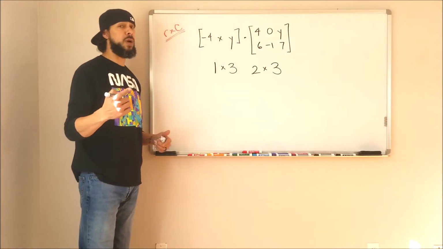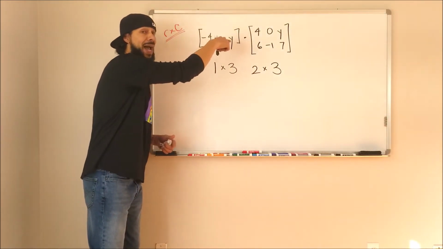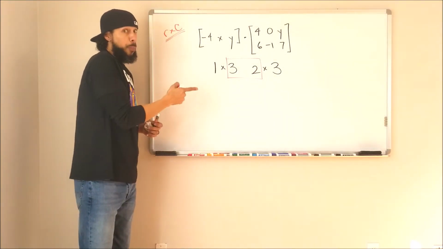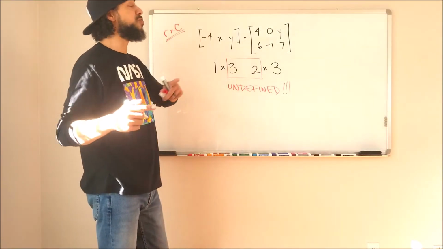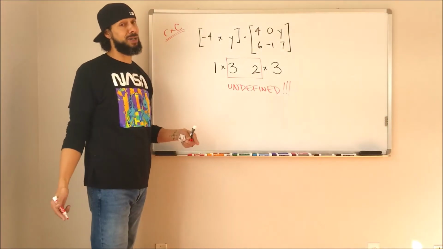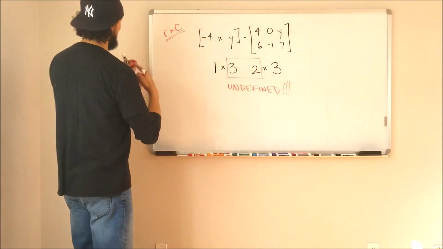So let's check out rule number one. Do the columns of this matrix match the rows of that matrix? Nope. Undefined. You cannot multiply these matrices together. Their dimensions do not work out. So let's get one up here that we can multiply.